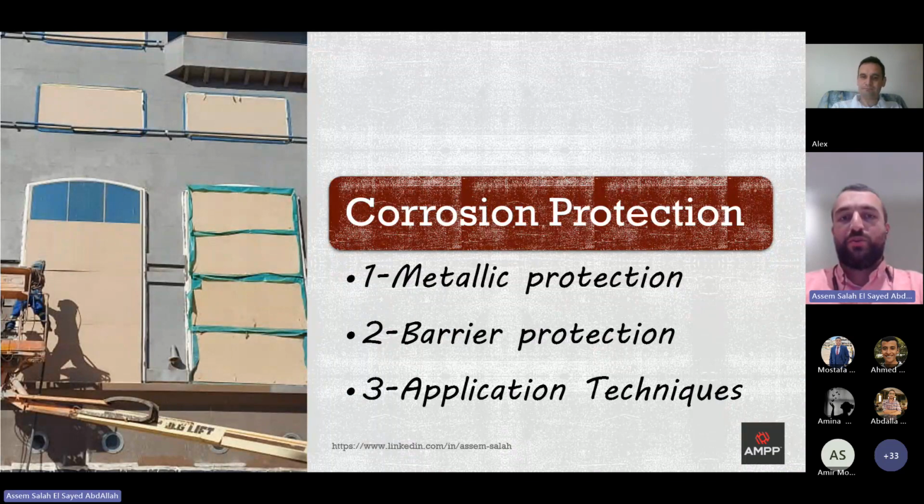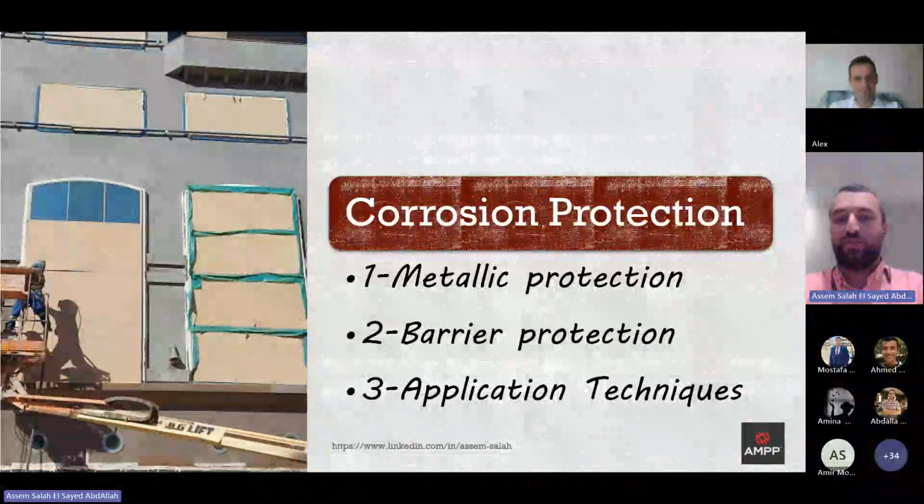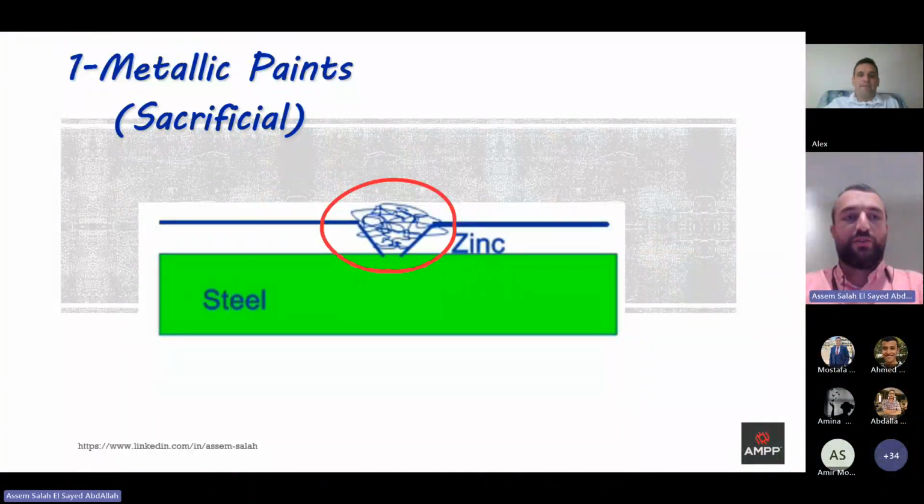Okay, how can we protect metals from corrosion? We have here three topics. We will talk about metallic protection, barrier protection, and application techniques. Firstly, we will talk about metallic paints, aka sacrificial paints. The idea of these paints is that you coat the steel surface with a low noble metal like zinc, and if you have any scratches in the metal surface, the zinc in this case will be corroded, not the steel, not the base metal. The sacrificial layer will be corroded, and that will protect your element.